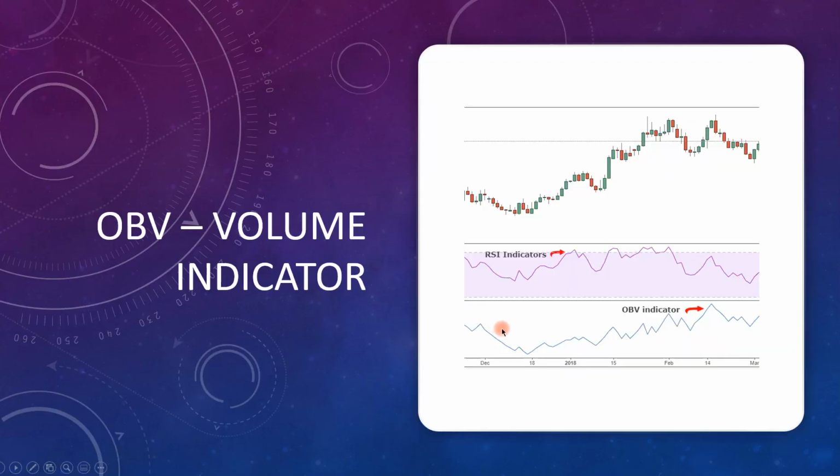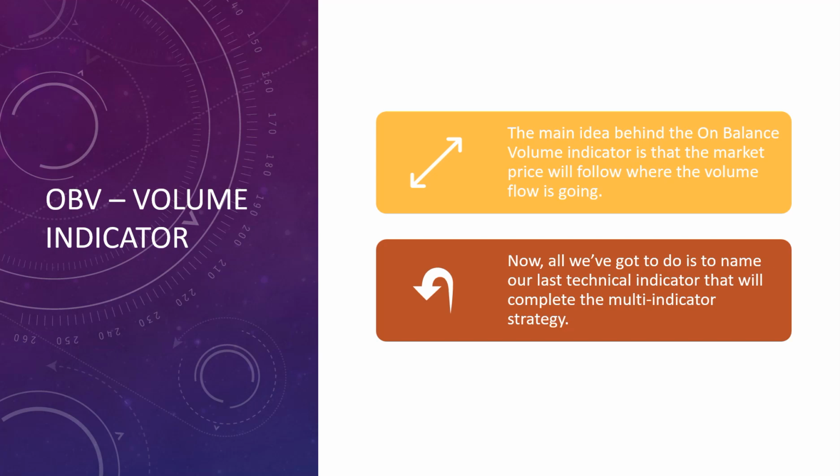So OBV drops on our chart directly under our RSI. We do this also by clicking on the button on our charts under indicator. The main idea behind the on balance volume indicator is that the market price will follow where the volume flow is going. Now all we've got to do is name our last technical indicator.